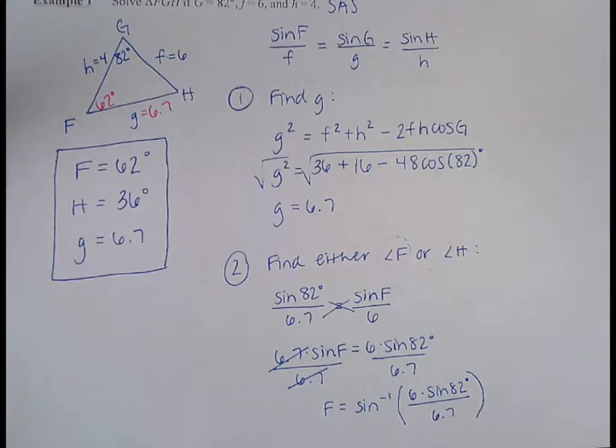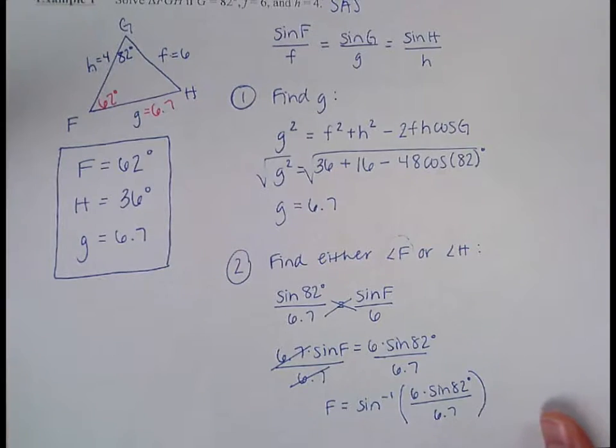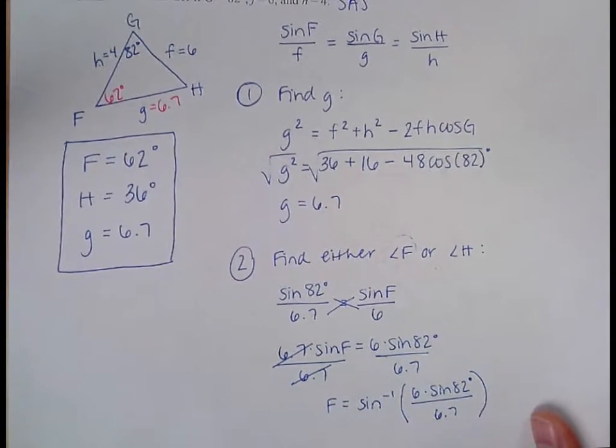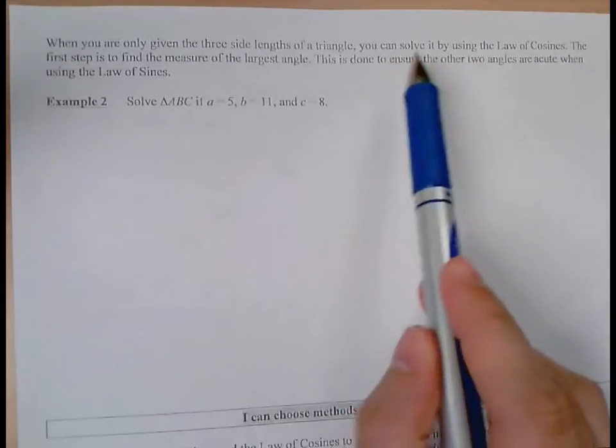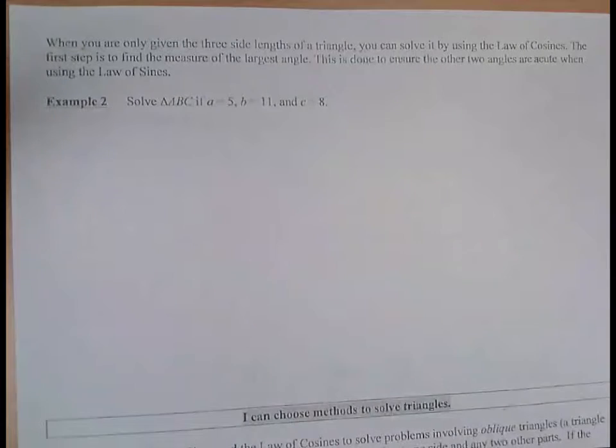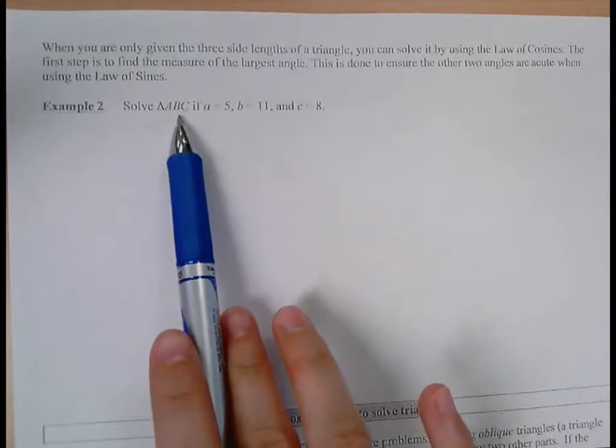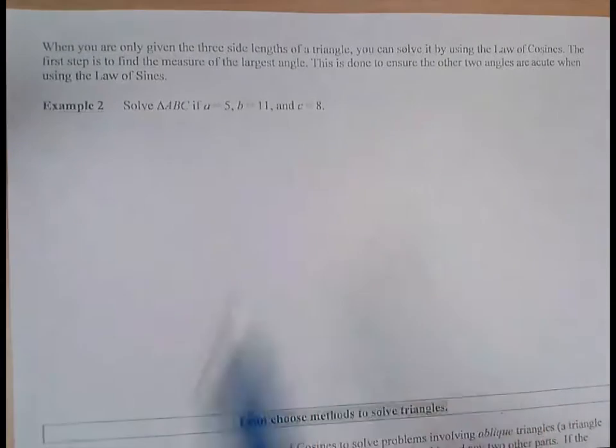Then you can use law of sines to find a missing angle and find your third angle by subtracting the other 2 from 180. For example 2, it's important, I'm going to highlight something that's written above here. Example 2, we're given triangle ABC, we're given the 3 sides A, B, and C. So when you're given all 3 sides, obviously you have to find all 3 angles. It does matter which one you find first.